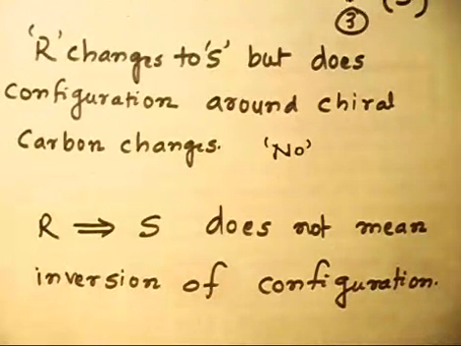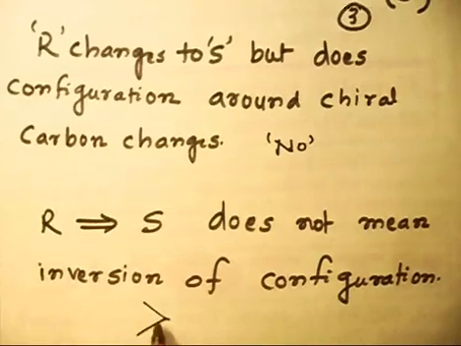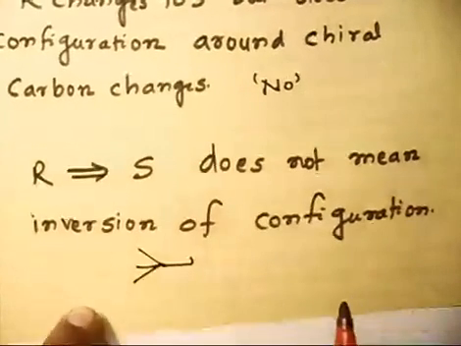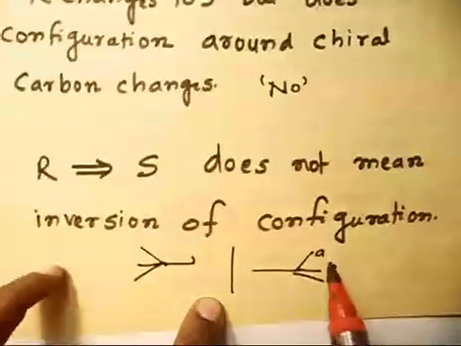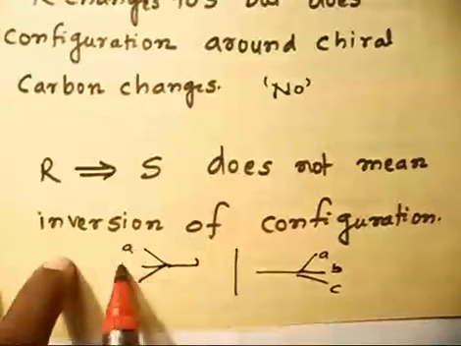So this is a very valid point. People generally think R changing to S is the inversion of configuration. That is not true. R changing to S may be with retention of configuration. R changing to S has nothing to do with inversion of configuration. Inversion of configuration is something like this. I have groups attached like this, and after that groups attached like this. So A, B, C I have here, A, B, C here I have.